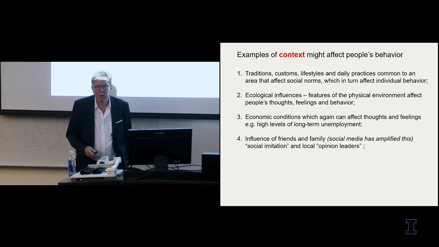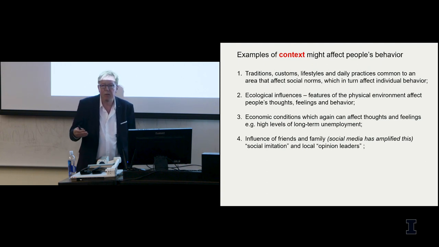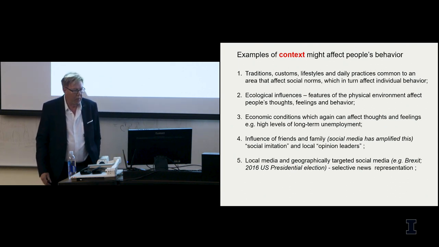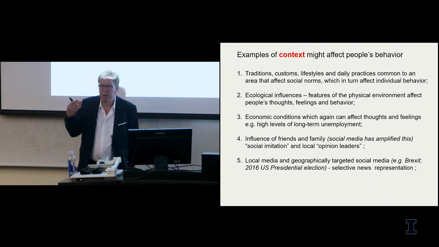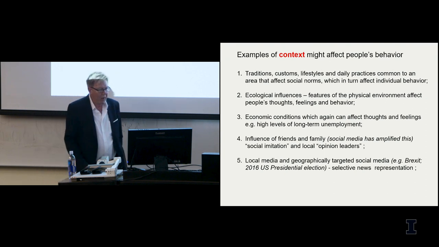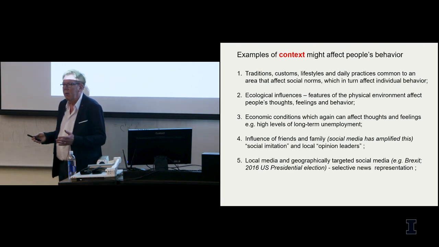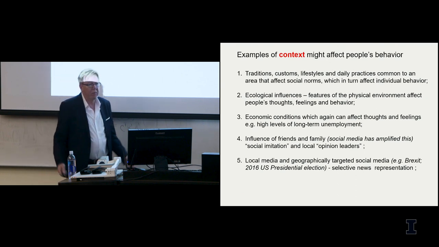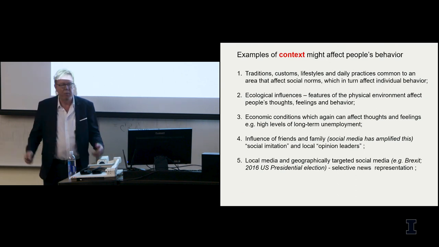The influence of family and friends, and social media has kind of exaggerated this. Do we imitate the people around us or the people we talk to on social media? And then local media and geographically targeted social media. The Brexit and the US presidential election campaigns are both prime examples where people were geographically targeted through social media. If you've seen the Benedict Cumberbatch film on Brexit, it's extremely good at telling you about that. So it's basically selective news representation. There's the same national news out there, but local stations can report it in quite different ways. You just have to look at Fox News and CNN, the way things are reported.